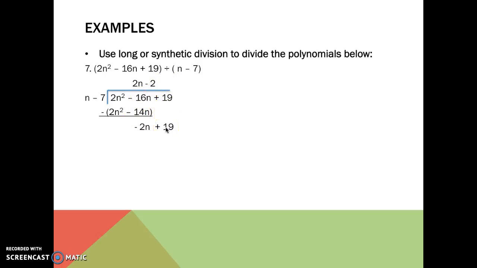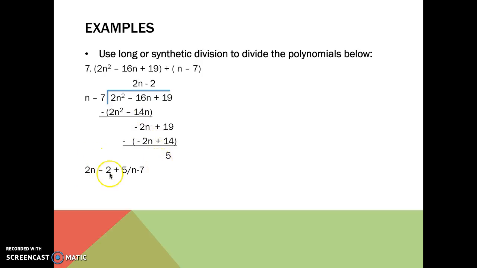Bring down your 19, and you want to find a number that when you multiply this n right here by, it's going to cancel out this number right here. In this case, it's going to be negative 2. Remember, you subtract here. So I take negative 2 times n, which equals negative 2n. And then negative 2 times negative 7 equals positive 14. Subtract that from up above, and I'm left with 5, and that's going to be my remainder.